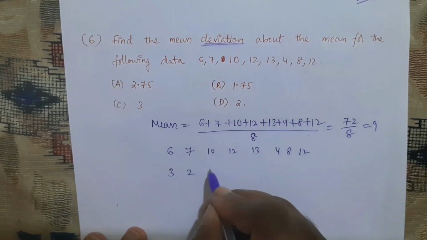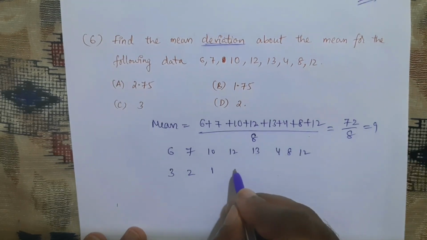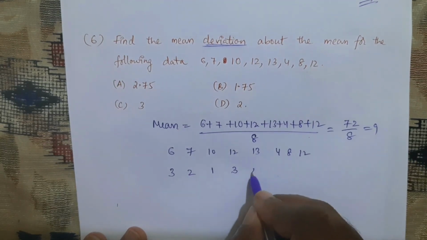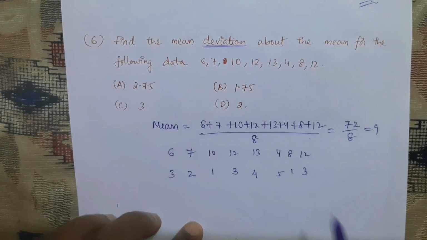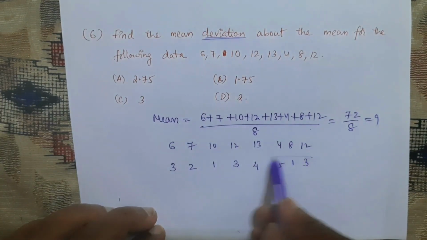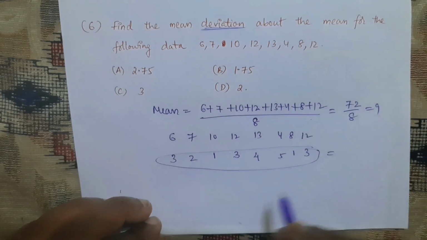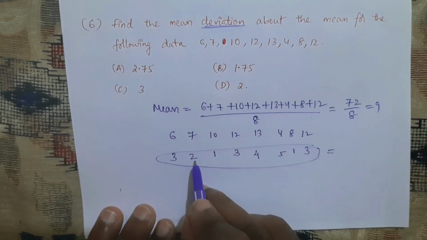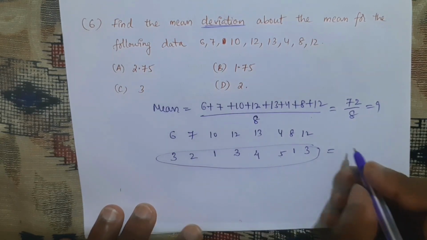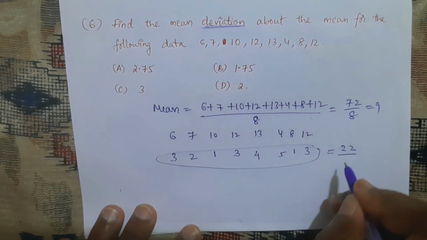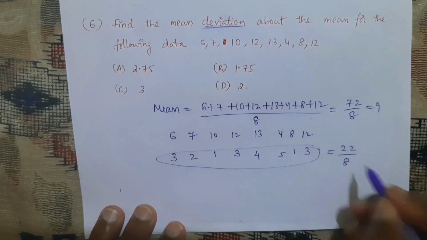9 minus 7 is 2, 10 minus 9 is 1, 12 minus 9 is 3, and then this is 4, 5, and 1, and again 3. Now mean deviation is nothing but, for these values you need to find the mean. That is, calculate all these: 3 plus 2 plus 1 plus 3 plus 4 plus 5 plus 1 plus 3, which is 22, divided by the total numbers, which are 8.